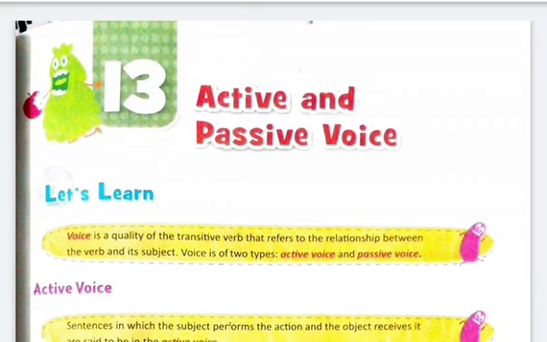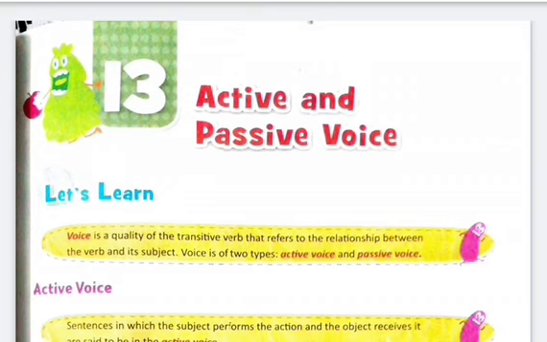At first we have to keep it in mind that voice is a quality of the transitive verb. If in a sentence the verb is transitive, then only we can change the sentence to passive voice. Otherwise we cannot do it.